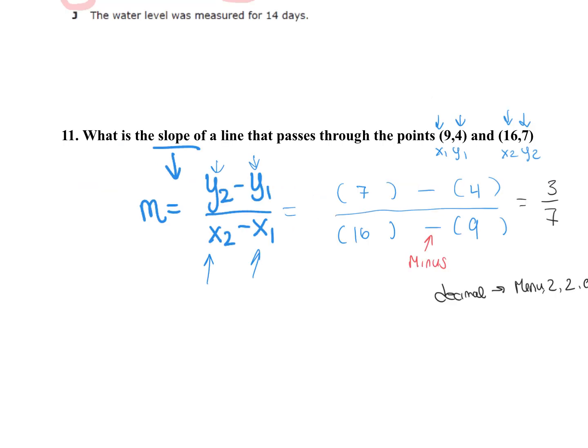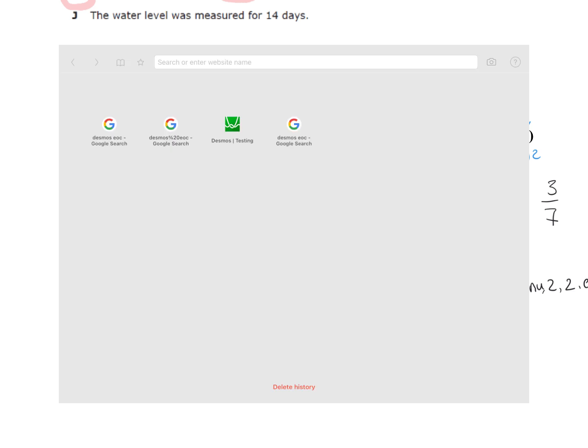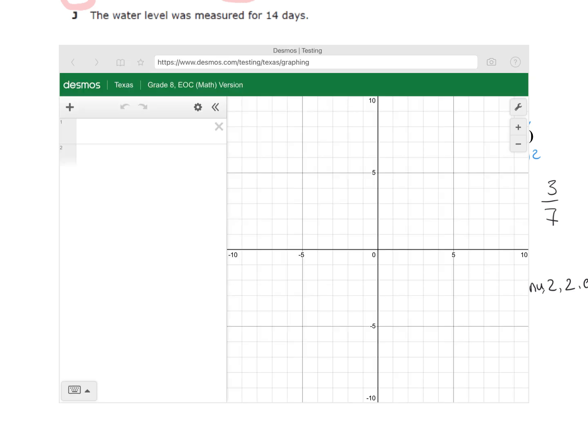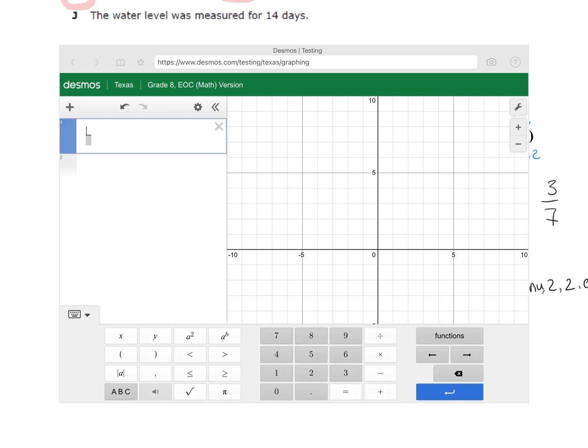So my calculator, in my Desmos, I can insert one real quick. If you just type Desmos EOC, it should be the first link. You know it's the right link because it has the green bar across the top. My formula is a fraction, so press divide, the fraction. And then on top, open parenthesis, 7, close parenthesis, minus open parenthesis, 4, close the parenthesis. On the bottom, I had open parenthesis, 16, close parenthesis, minus open parenthesis, 9, close the parenthesis.